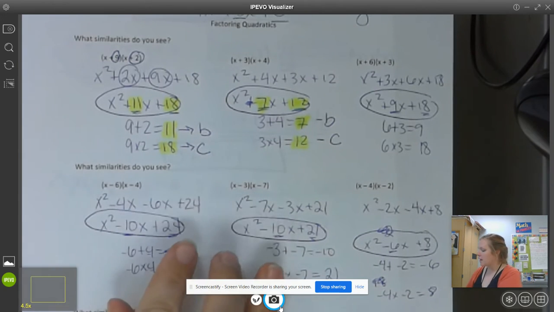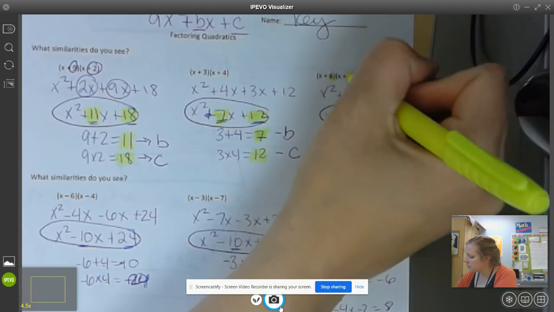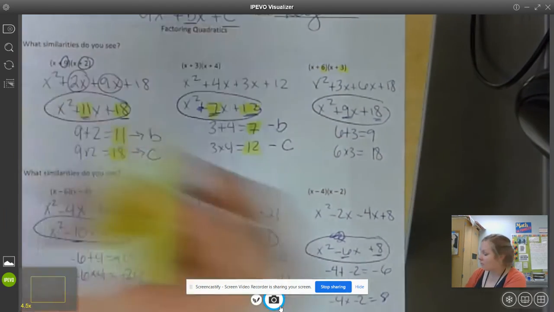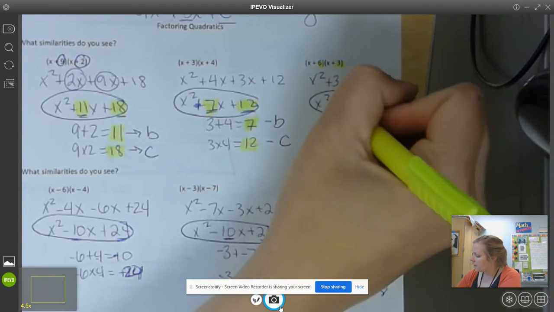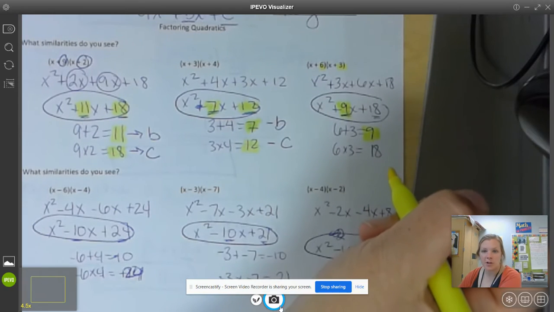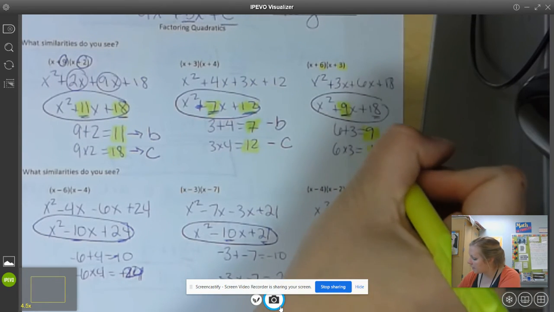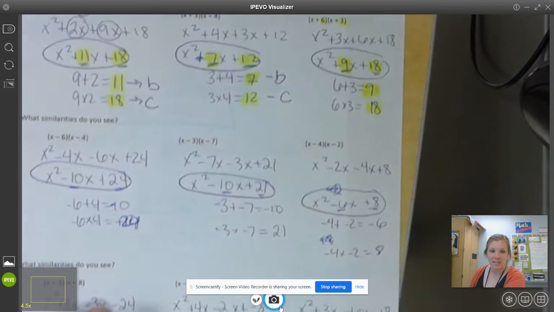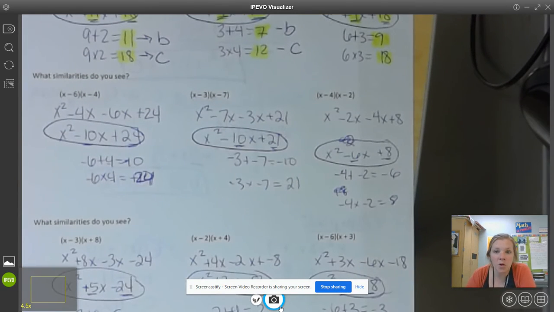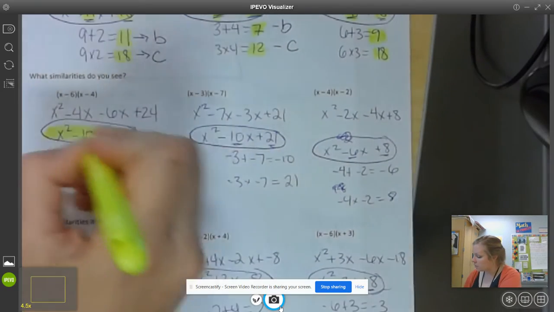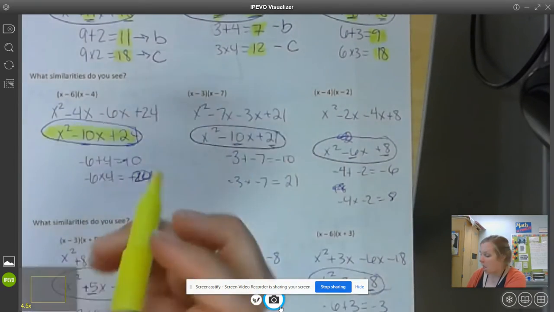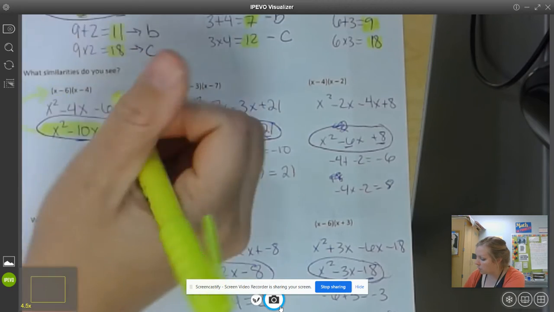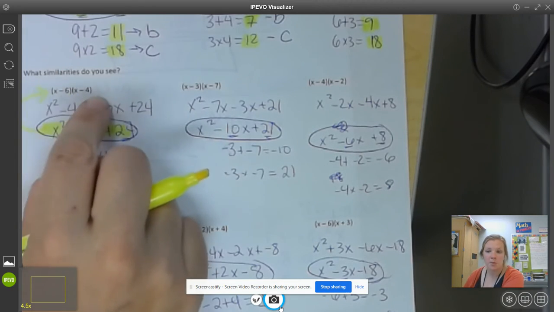We were talking about how if we look at the numbers in the problem, if we add them, that's the same as the B term. And if we multiply them, it's the same as the C term. And it works for all of these sections. And so today we're going to work on going backwards. We're going to have these answers. We're going to have the whole answer. And we're going to need to work backwards to find what those two numbers are.